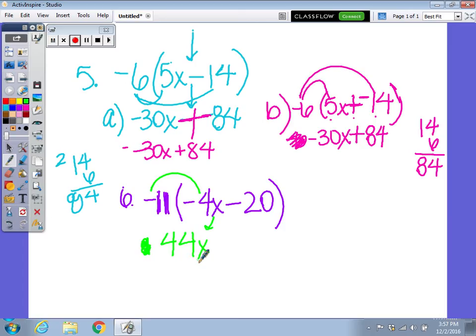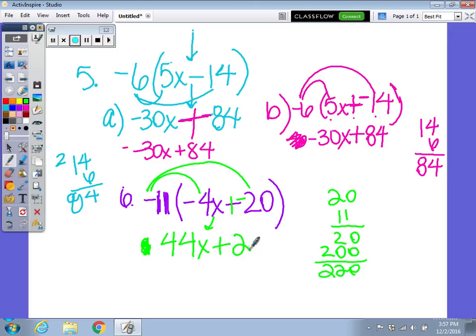Okay? Now, I like to change mine, so I'm going to go ahead with that route and change it to a plus a negative. And then I know that I can keep my addition sign, and I have negative 11 times negative 20. Well, I'm going to go off to the side and do my work. And I'm going to end up with 220. So I have 44x plus 220, and that's my answer.